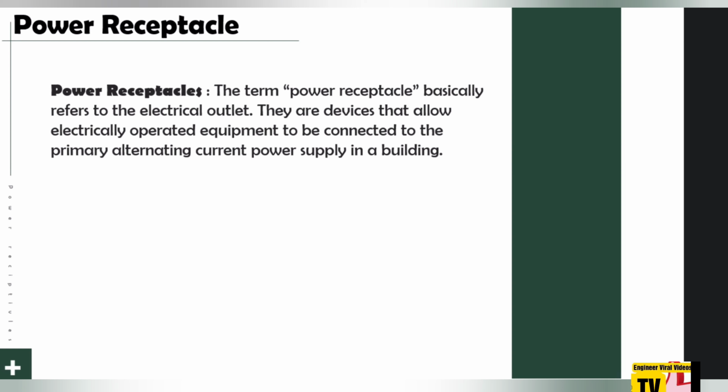In the beginning, what is the power outlet or power receptacle? The term power receptacle basically refers to the electrical outlet. They are devices that allow electrically operated equipment to be connected to the primary alternating current power supply in the building. In short, I can define the electrical outlet or electrical power receptacle or the safety terminal as allowing any device to be connected to the electrical power of the building.